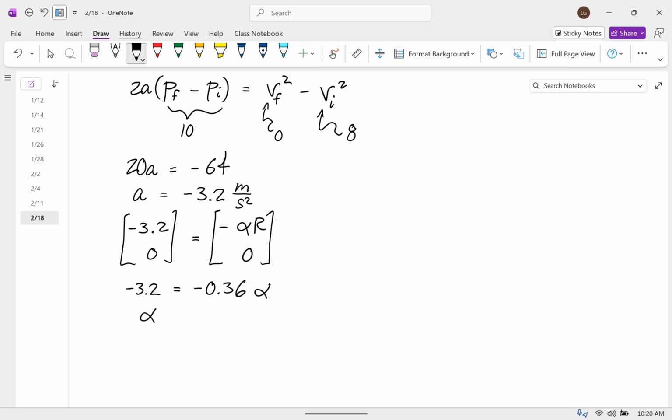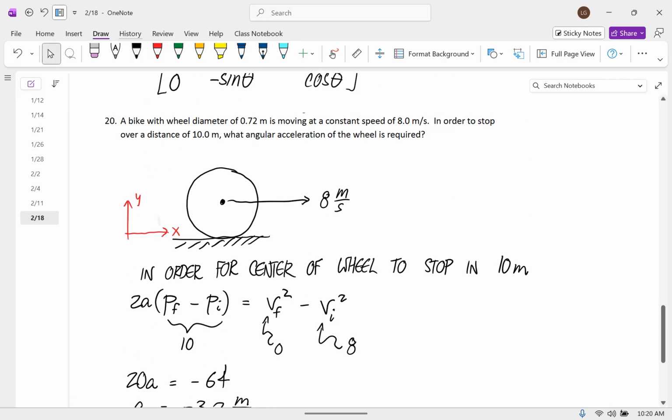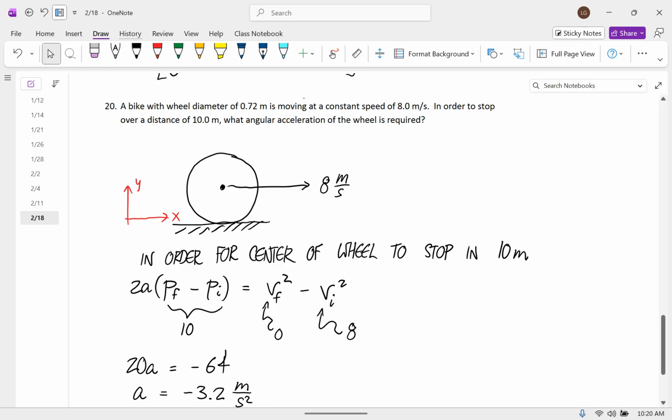Alpha is equal to 0.8 repeating radians per second squared. Okay, so does it make sense that the angular acceleration would be positive? Positive means counterclockwise. You can see that in order for this wheel to be moving to the right, it would have to have an angular velocity that's negative, that's clockwise. The angular acceleration is counterclockwise. And so those have opposite signs. It'll slow down, so that makes sense.